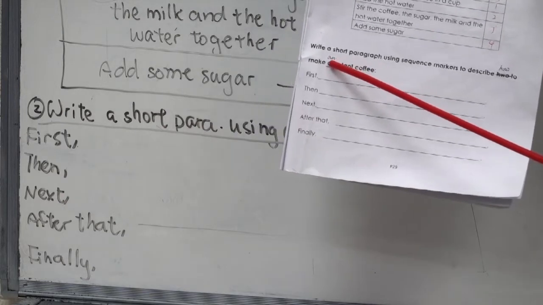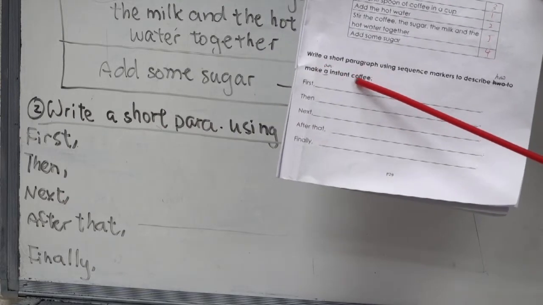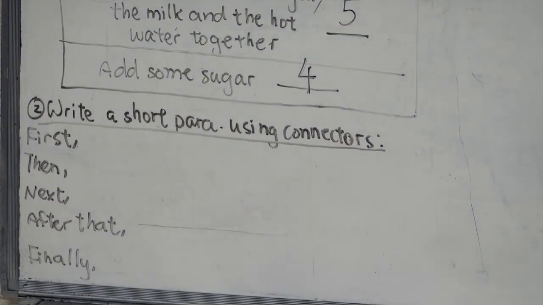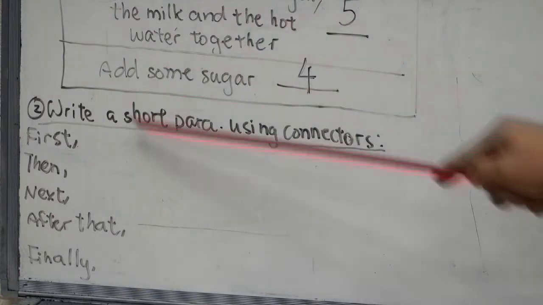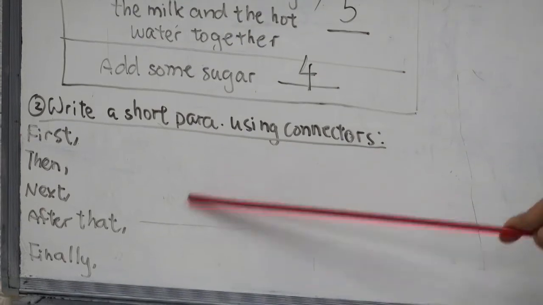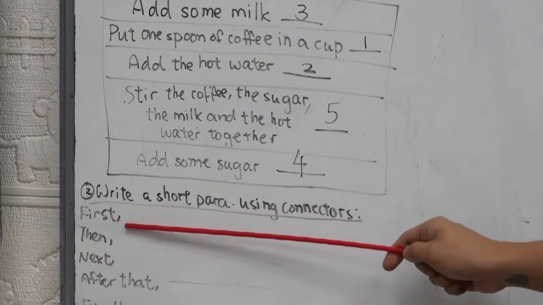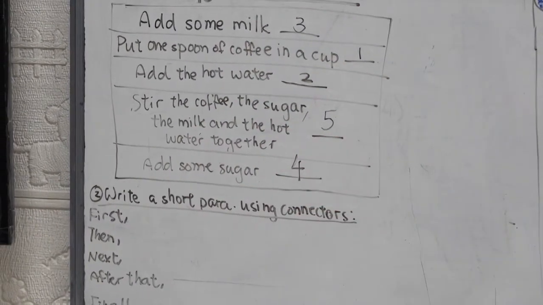Should be an, okay? If it's wrong in your book, please change it. An instant coffee. Instant means easy to make, okay? So, it is the same as part 1. You just write it down on part 2. You have to order them, okay? So we have first. Which one comes first? Can you tell me?